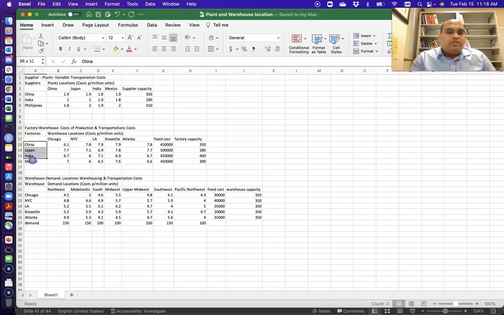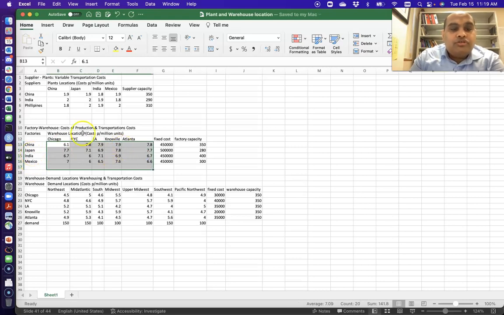Now, from your plant locations to your warehouse locations, these are the variable costs of production and transport. You also have capacities for your suppliers. Your China supplier has a capacity of 350, India supplier has capacity of 290, and the Philippine supplier has capacity of 310. This is all in millions of units, right? And these are the variable costs that you have for production and transport from your plant locations to your warehouse locations.